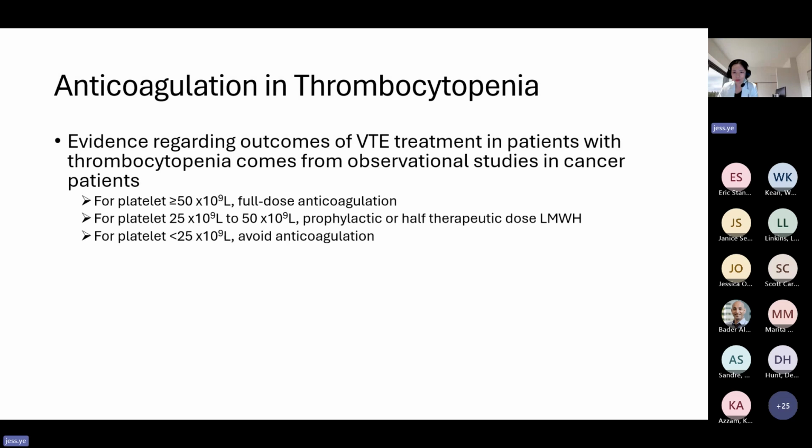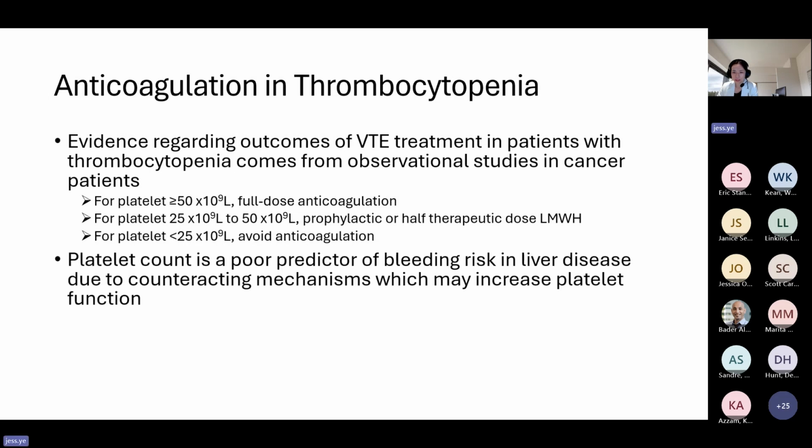In cancer patients, you've probably seen this before, we often use a modified low molecular weight heparin regimen for patients with very severe thrombocytopenia. Essentially, in general terms, if the platelet count is 50 or greater, we find that full dose anticoagulation is generally acceptable. For a platelet count of 25 to 50, you can use prophylactic dose or half therapeutic dose of low molecular weight heparin. For patients with a platelet count of less than 25, we generally avoid anticoagulation because we think the bleeding risk is too high.